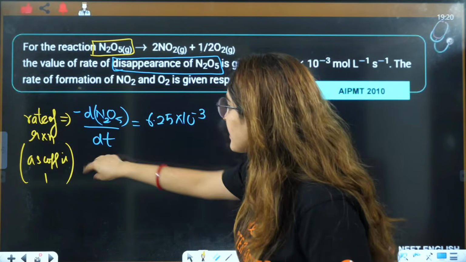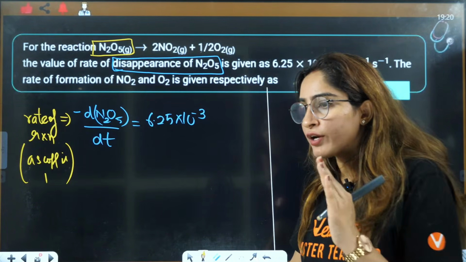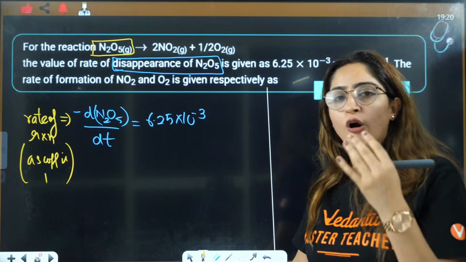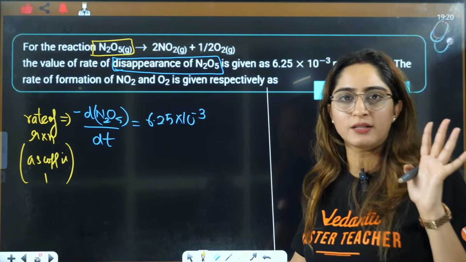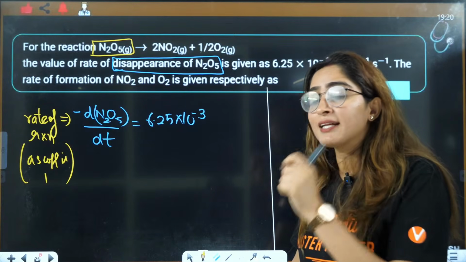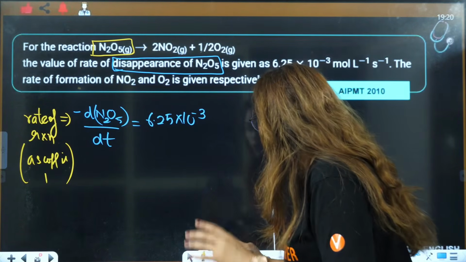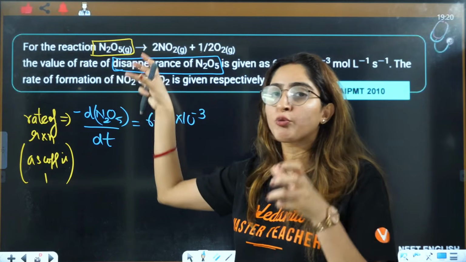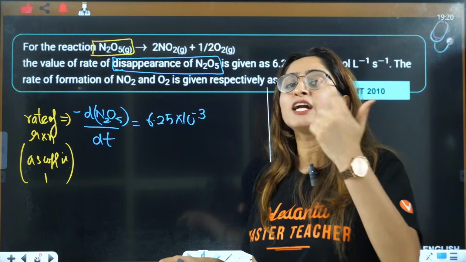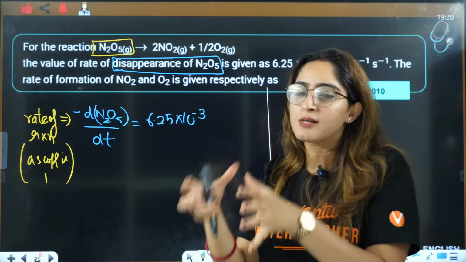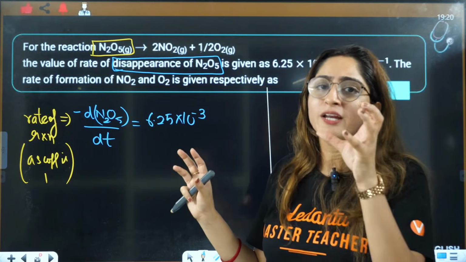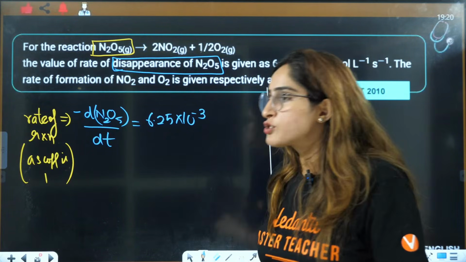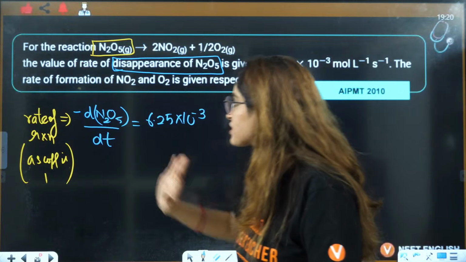So can I say that this is also the rate of... If you are not able to understand this shortcut method, then you can do it by the long method, right? If you're able to understand, that will be great. So, when the coefficient of some reactant or product is 1, then the rate of reaction is equal to the rate of disappearance or appearance of that particular reactant or product. So that means I can say that the rate of reaction is this only.